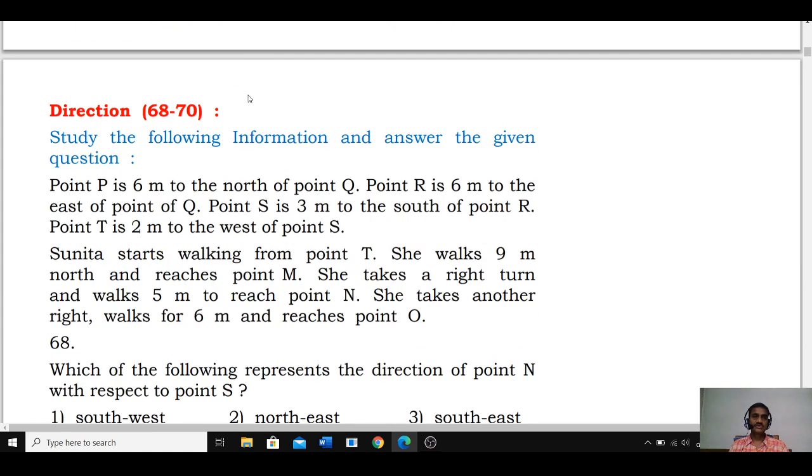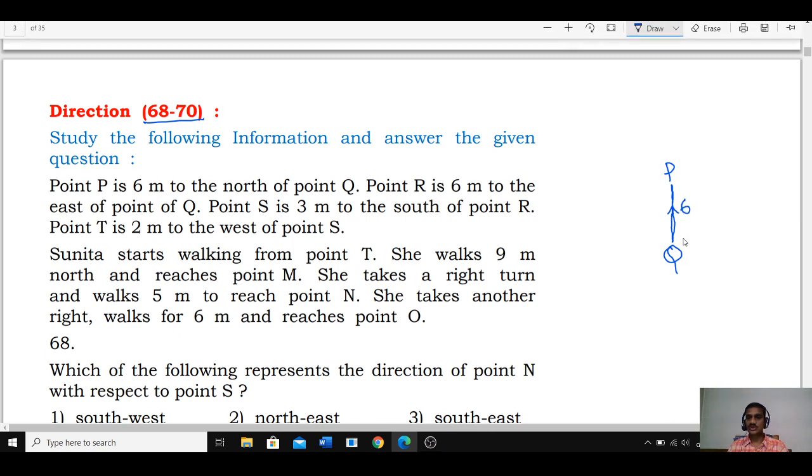Then 68 to 70. Now these three are based on directions. P is 6 meters to the north of Q. Q is here and P is here. P is 6 meters to the north of Q, which can be written like this. R is 6 meters to the east of Q. R is here.